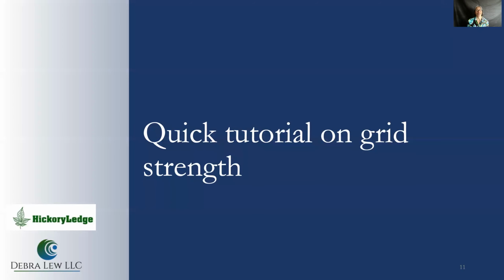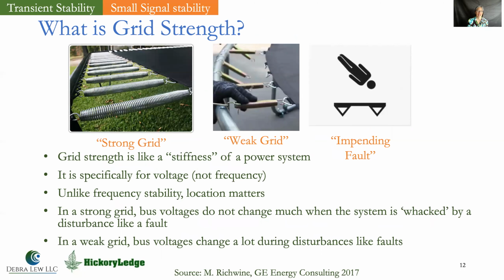Okay, now we're going to switch gears and talk about grid strength. This is a graphic from Matt Richwine when he was at GE, looking at what grid strength is. The analogy here is a trampoline. A strong grid you could think of as a really good brand new trampoline, and the bed of that trampoline is the voltage. A fault is a guy jumping on that trampoline. So when a transmission fault occurs, if you've got a strong grid, the voltage doesn't change much.